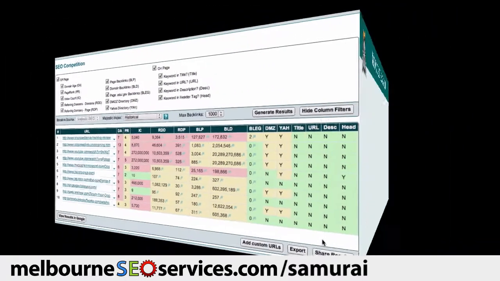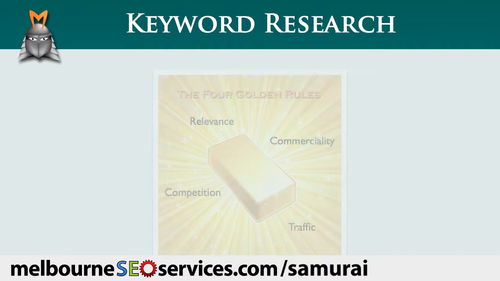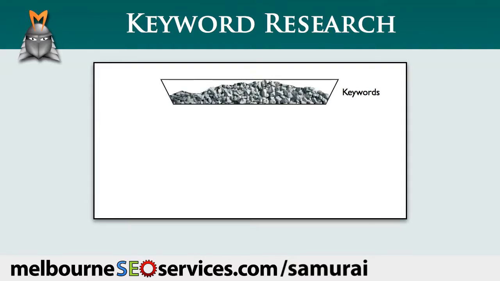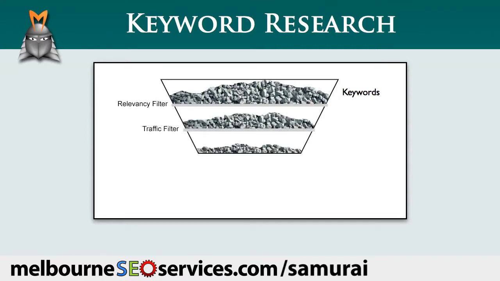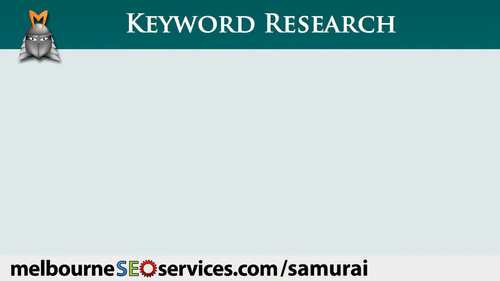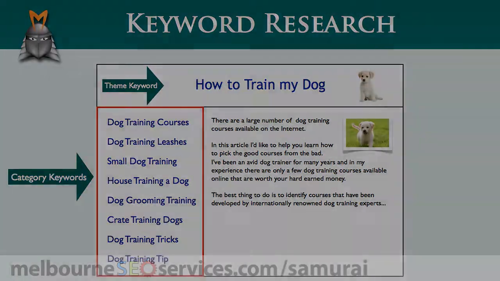page of Google. So just to recap, in this video, we've seen that the 4 golden rules of keyword research provide you with a practical way to identify the best keywords to target in your online business. We started with a large number of keywords and then filtered them down by relevance, traffic, competition, and finally commerciality. We then identified our gold nugget keywords and saw how these phrases can be used to develop a keyword optimized framework for our online business.